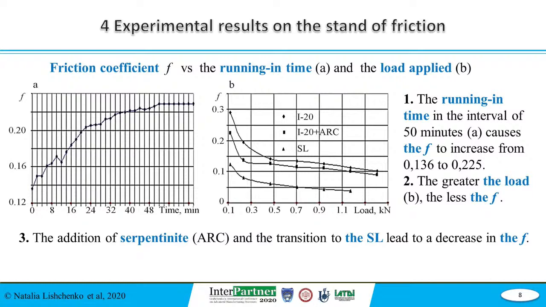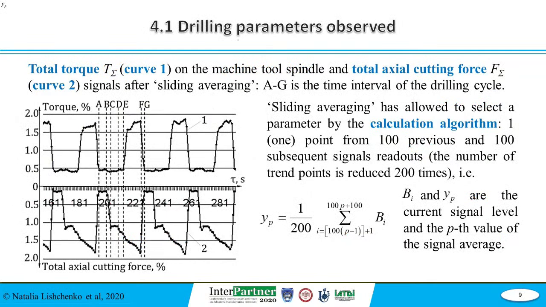Thank you. Please, slide number 9. This is drilling parameters observed. Total torque designated by letter T with index sigma, you can see curve number 1, on the machine tool spindle, and total axial force designated by letter F with index sigma, curve number 2.